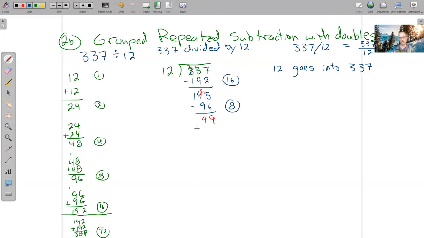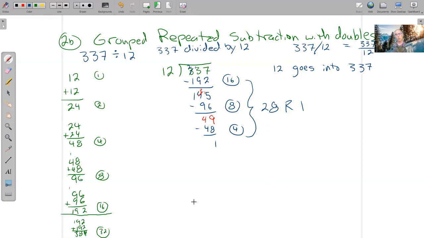I go to 48. So subtract 48, make a note that you're taking out 4 of them. And subtraction there is pretty straightforward. We get a 1, and we're done. We didn't need any of the 24s. This worked out quite well. So what do we get? 16 plus 8 is 24, plus 4 is 28, with a remainder of 1, which I think we got the other way using a different group repeated subtraction.